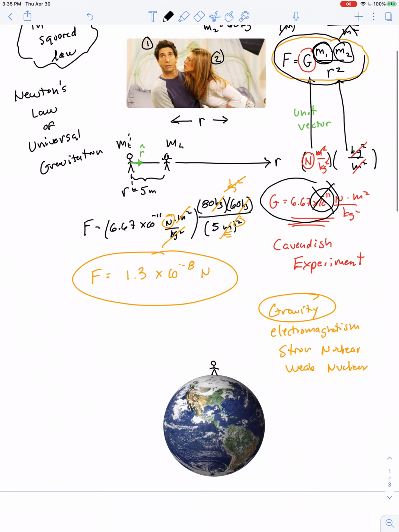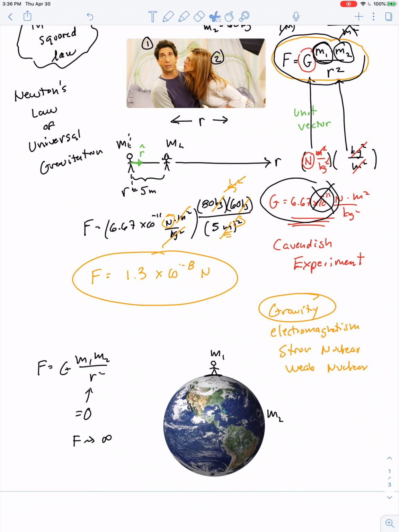So maybe we should ask this question: if mass number 1 still represents Ross, but now mass number 2 represents the Earth, what's the force of attraction? And don't jump to a wrong conclusion here. Some people would say, well, if he's standing on the very surface of the Earth, then the distance between him and the Earth is 0. And if the force of gravity is expressed according to Newton's law of universal gravitation in this manner, if R is equal to 0, then the force approaches an infinite value.